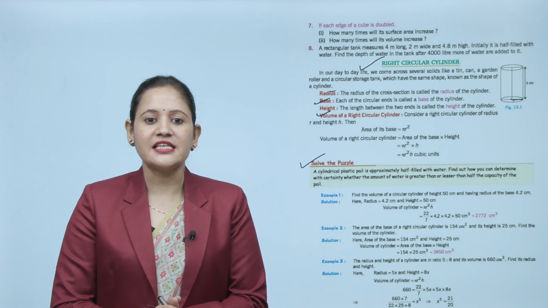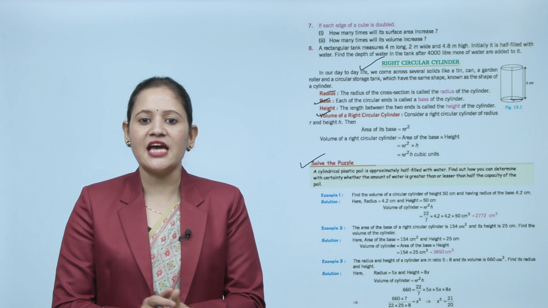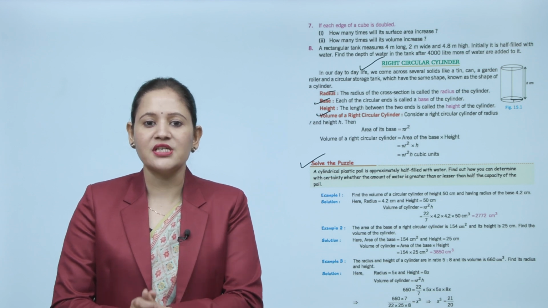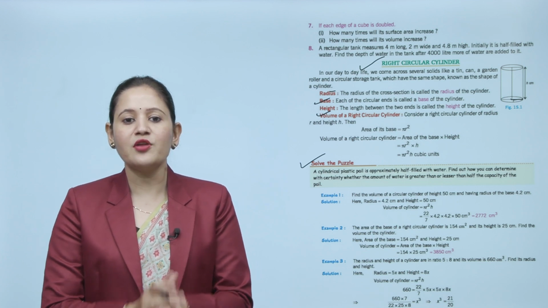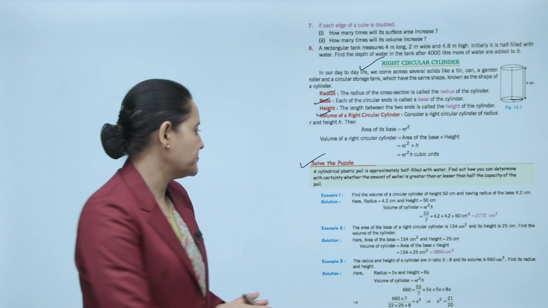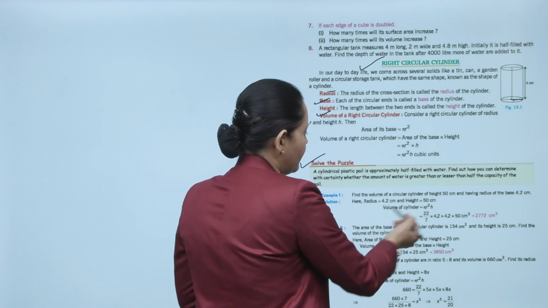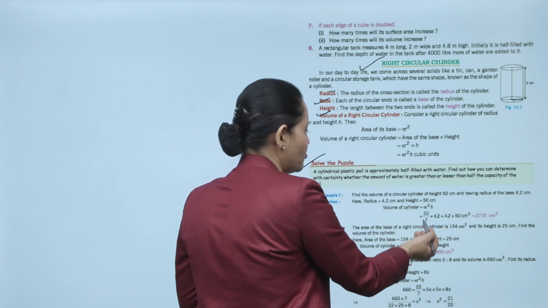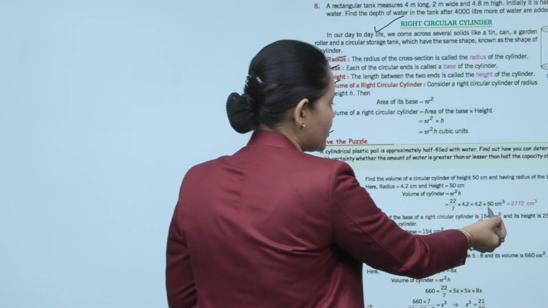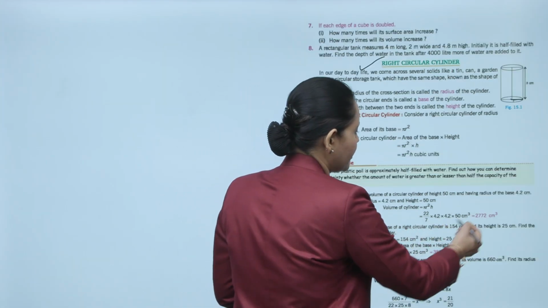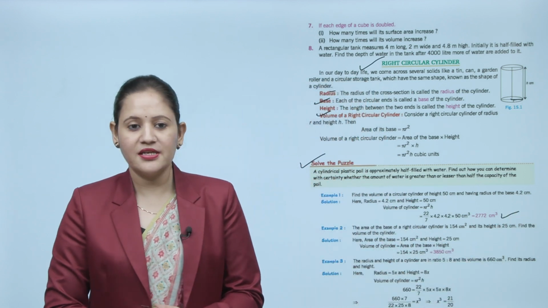Let us take an example. Find the volume of the circular cylinder of height 50 centimeter and radius of the base 4.2 centimeter. Radius is given and height is given. We have to find out the volume. Volume equals pi r square h. Radius is 4.2 centimeter and height is 50 centimeter. So 22/7 multiplied by 4.2 into 4.2, because it is r square, and the value of h is 50. So the volume of the cylinder will be 2772 centimeter cube. Clear?